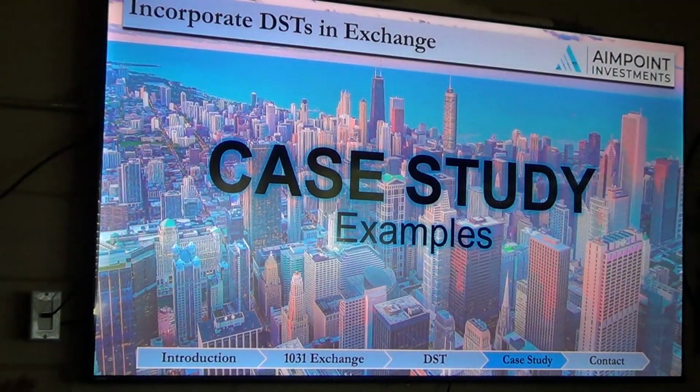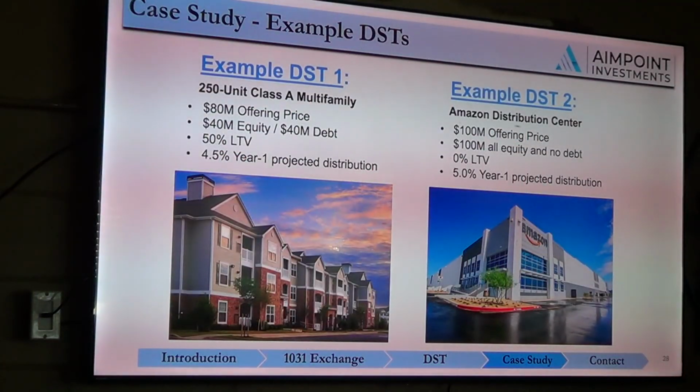Okay, so that's DST intro. I'm going to give you 2 quick case studies here. This is just kind of bringing this to life a little bit more. So these are kind of typical garden variety DST options. So on the left, we've got the first DST. It's a 250 unit Class A multifamily. These are usually newer vintage assets, means they are newer constructed assets. Often they're bought directly from the developer, but they're usually stabilized occupancy, so over 90%.